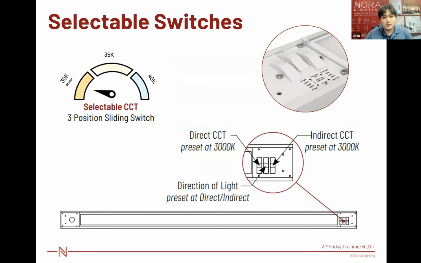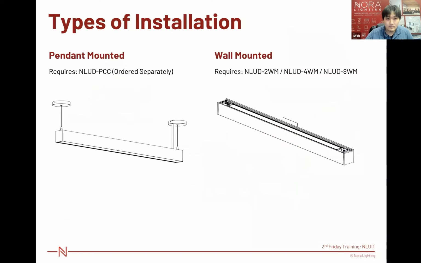So these are the switches I talked about. It has 3 switches. You can change to 3000K, 4000K, and 3500K, or up and down, uplight only or downlight only. And the CCTs are preset at 3000K in both directions. And the types of installation are pendant mounted and wall mounted. I'm going to go into details on the next slides.